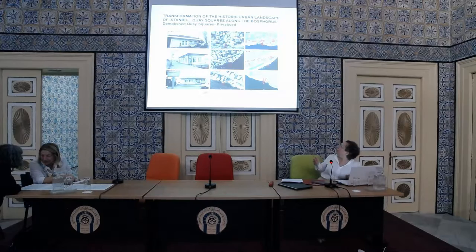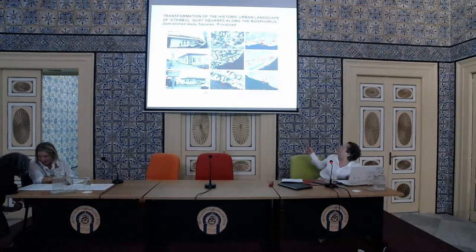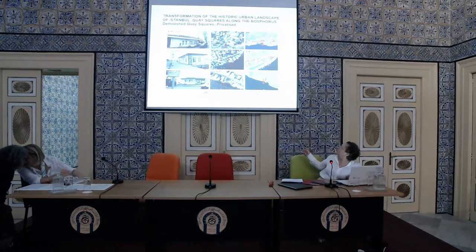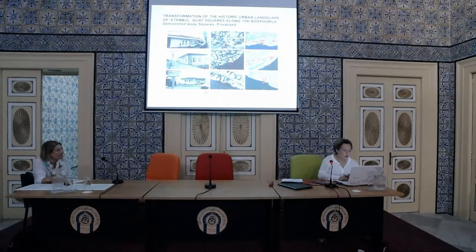Here we can see the 1966 map and the current map, the changing functions, and the whole area turned into touristic facilities, and these are also turned into restaurants. These are the buildings.